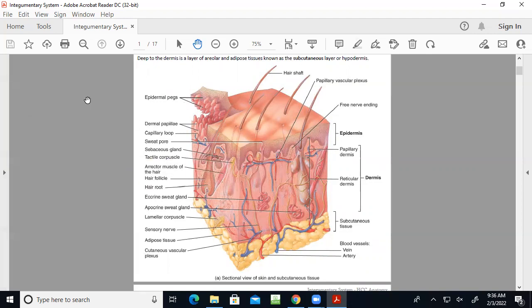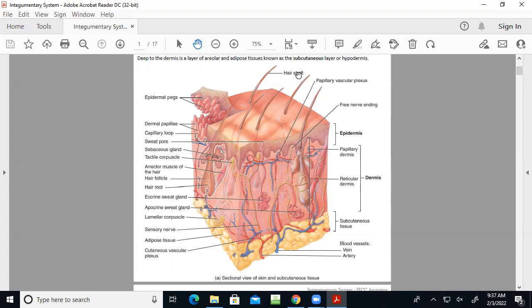With that said, we'll start here. I'm just going to work on the left side, going from top to bottom. So the things that I list off here are the things I want you to know. Okay, so we'll start with epidermal pegs, dermal papillae, sebaceous gland, erector muscle of the hair, which we'll have another term for, same thing. Hair follicle and hair root, eccrine sweat gland, apocrine sweat gland, and that's it on the left side.